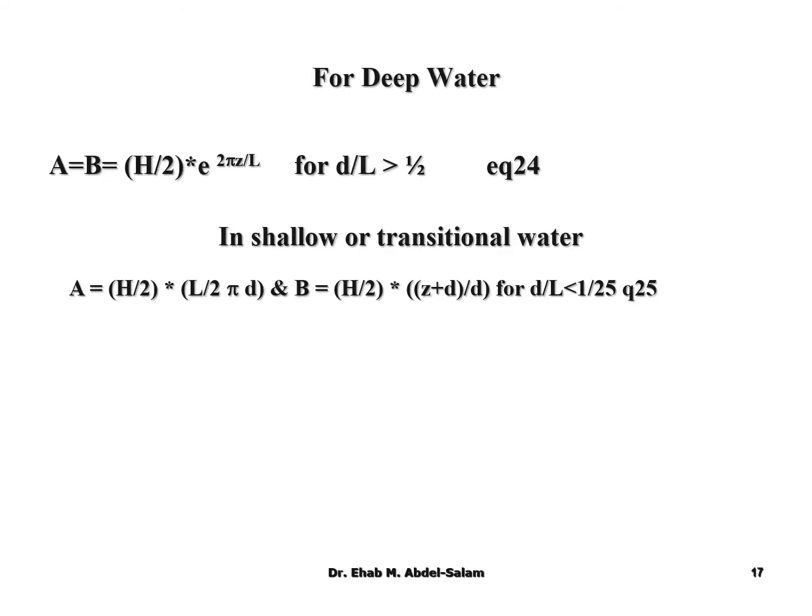Equations 22 and 23. For deep water, A equals B, because it's a circle, equal to H over 2 multiplied by e to the power of 2 pi z over L. This is for d over L greater than 0.05, roughly a half. In shallow and transitional water, A equals H over 2 multiplied by L over 2 pi d. B equals H over 2 multiplied by (z plus d) over d. This is for d over L less than 1 over 25.